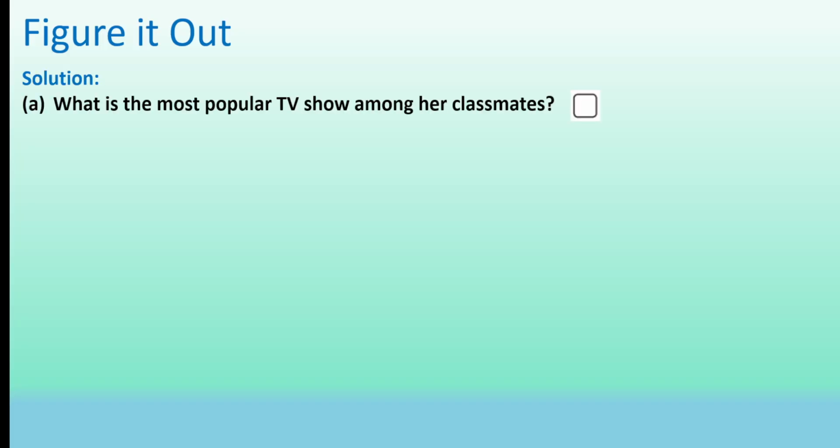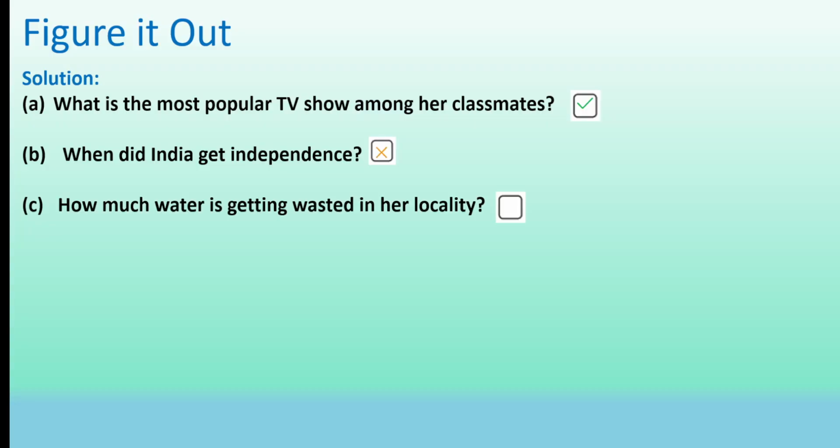So, first question, what is the most popular TV show among our classmates? For this one, we need data collection. When did India get independence? Do we need data collection for this one? No. And we need not organize because it is a single answer. How much water is getting wasted in her locality? Yes, we need data collection. What is the capital of India? It's not required because it is a single answer.